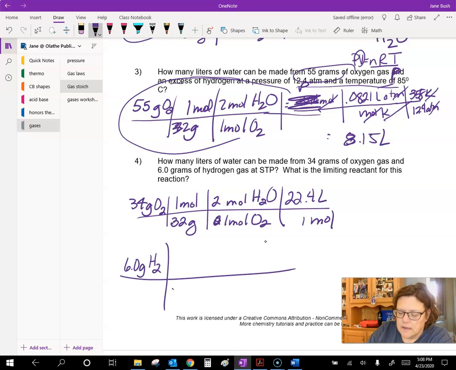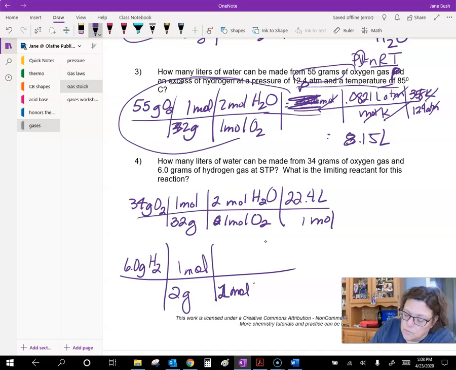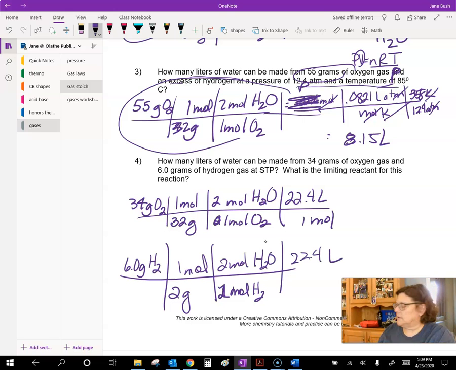Hydrogen, the molar mass of hydrogen is 2 grams in 1 mole. 1 mole of oxygen, no, we're in hydrogen now. 2 moles of hydrogen to 2 moles of water times 22.4 liters. When I did the math out, 47.6 liters here, 268.8 liters. What does limiting mean?